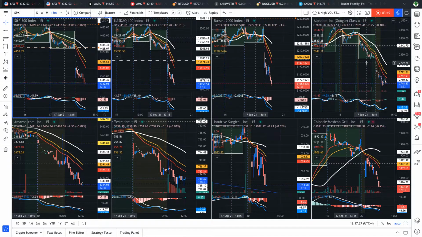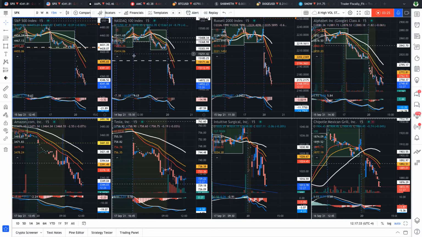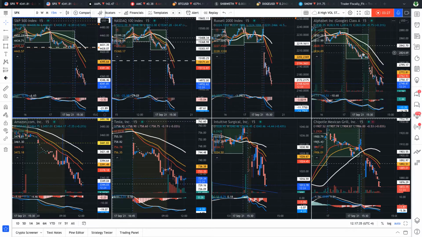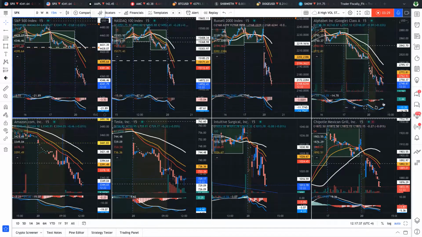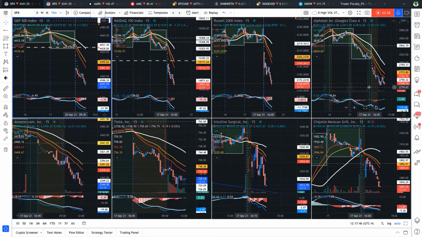Now, Google, Alphabet, we saw weakness. This was one of the strongest ones going into last week. But on Friday, we saw the same thing that broke down on the SPX and NASDAQ. So basically, it sold off. It's trying to form a base. I'll see if Google can turn around. It was one of the strongest ones. It's holding that 2750 or trying to hold it. Let's see if it can hold it. But right now, it's one of the ones that is being sold.